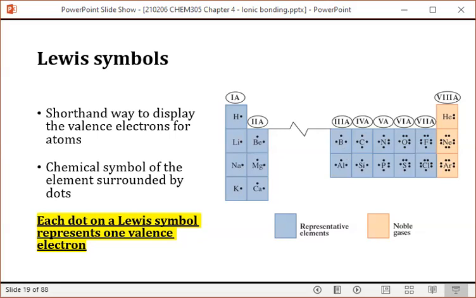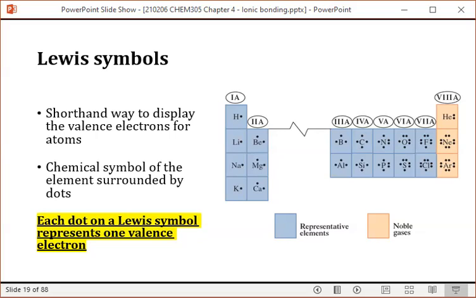Or if you're numbering the columns straight across from 1 to 18, it's in column 13. Boron has 3 valence electrons, so it gets 3 dots around it. Next column over, starting with carbon. Carbon's in group 4A, or column 14 if you're just numbering straight across. It has 4 valence electrons. Nitrogen has 5 valence electrons, so it gets 5 dots.